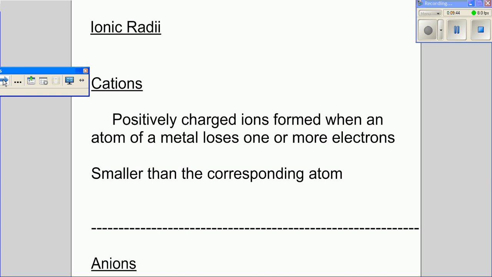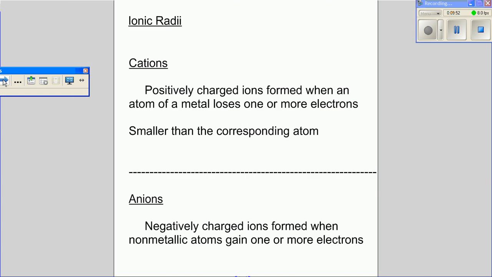Anions are the negatively charged ions, which form when atoms of nonmetals gain electrons. Since they are gaining electrons, so there's more electrons, there's more negative charges than positive charges, the size is actually going to be able to swell because the number of protons is fewer than the number of electrons now, and it can't pull it in as tight.